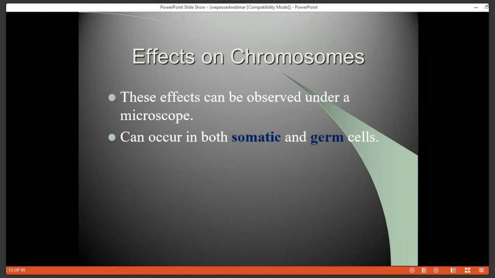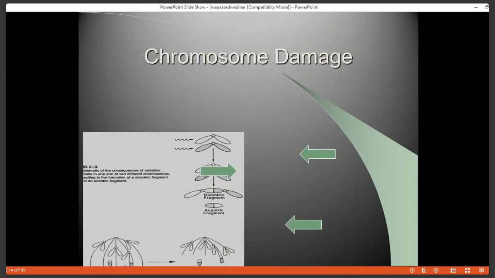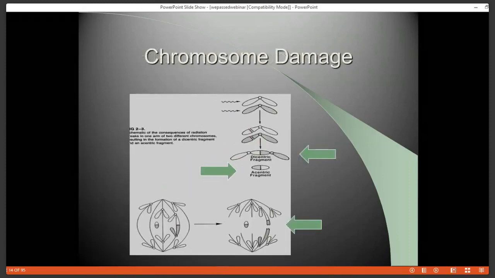We see these types of effects visually. They can occur both in the body cells, the somatic cells, as well as the germ cells. And both types of this damage can be transmitted during mitosis and meiosis and have, again, impact on the daughter cells. Equally as serious as DNA damage is chromosomal damage.